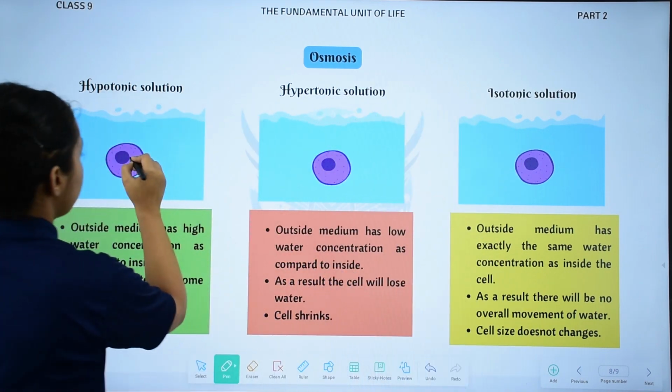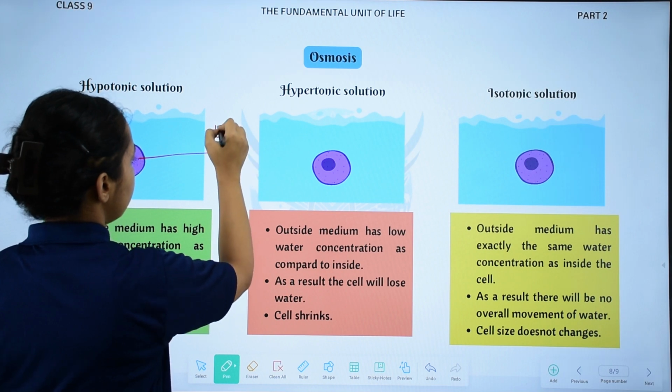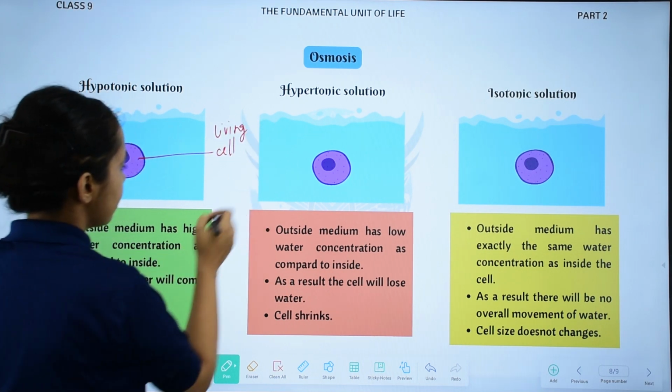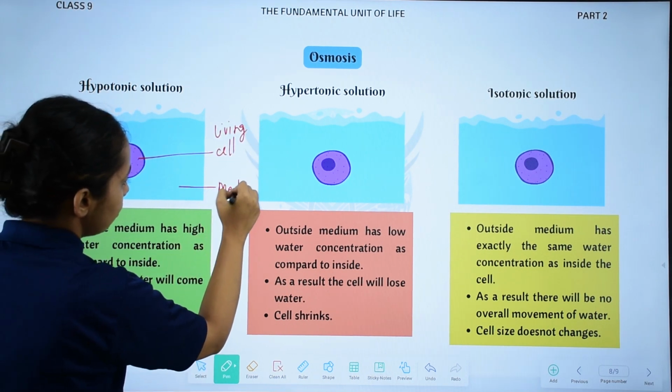So this is our living cell and we are placing it in a medium.